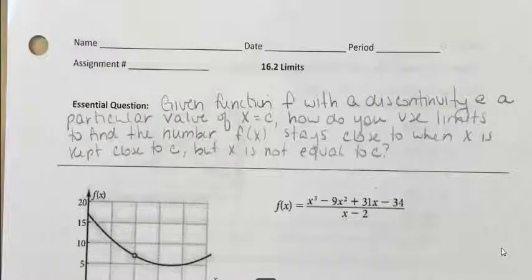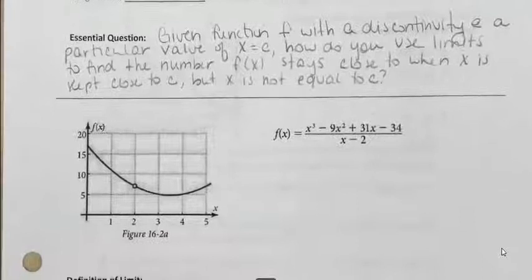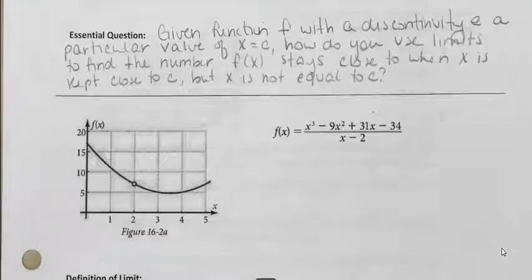All right, 16.2, limits. Given a function f with a discontinuity at a particular value of x equals c, how do you use limits to find the number f of x stays close to when x is kept close to c, but x is not equal to c? All right, so what is that question even saying? So I'm going to use this little example here to help you understand.